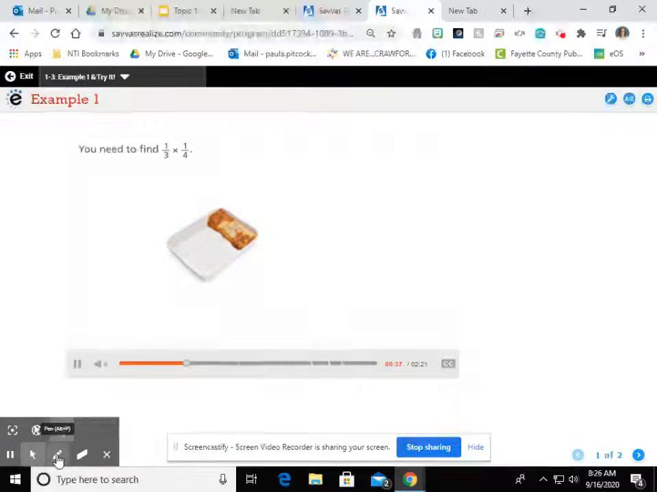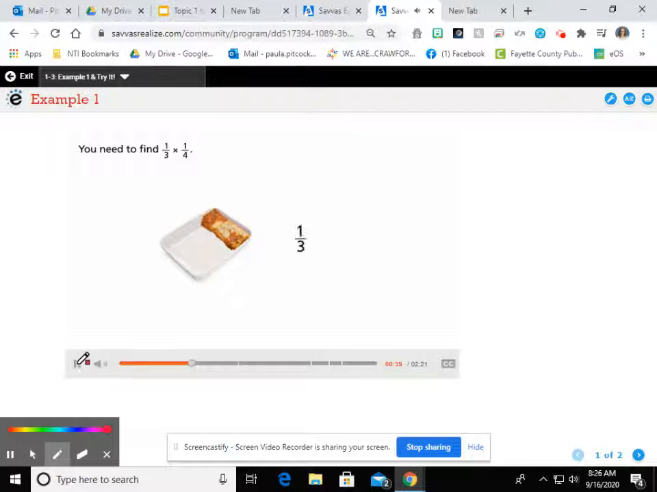Okay, I'm going to pause it right here. The problem said, what math problem or what expression do you need to do to solve this problem? It originally said find 1/3 of 1/4.